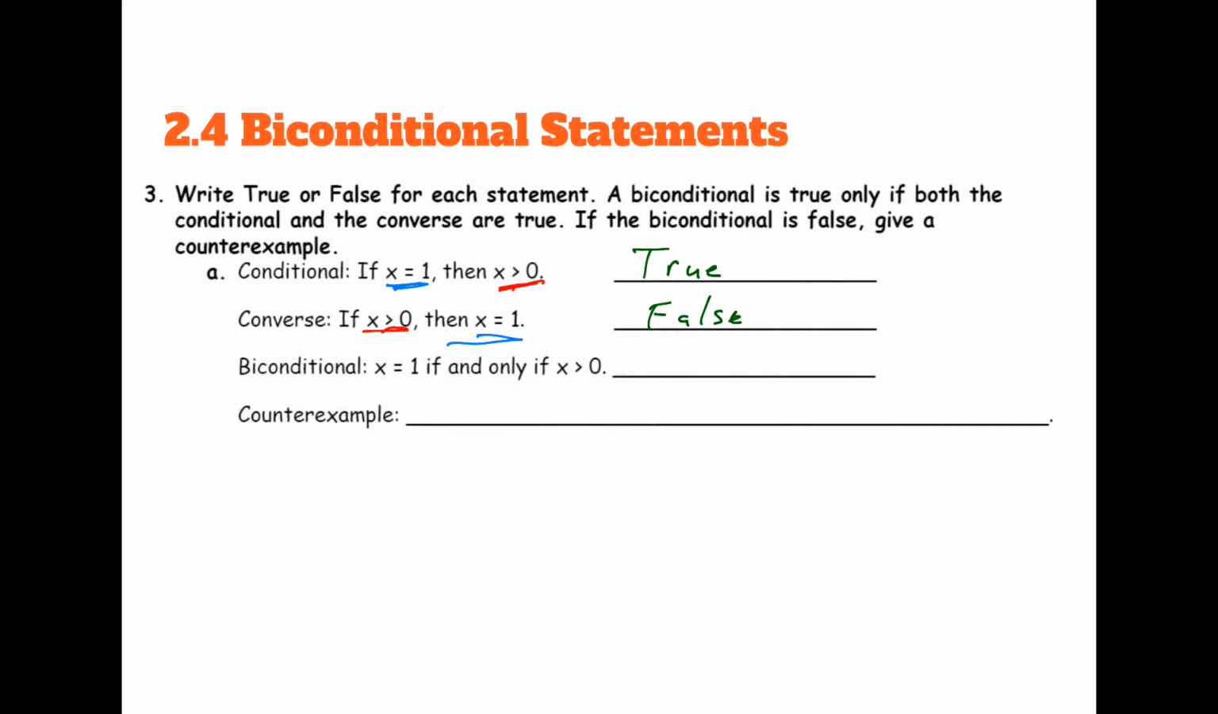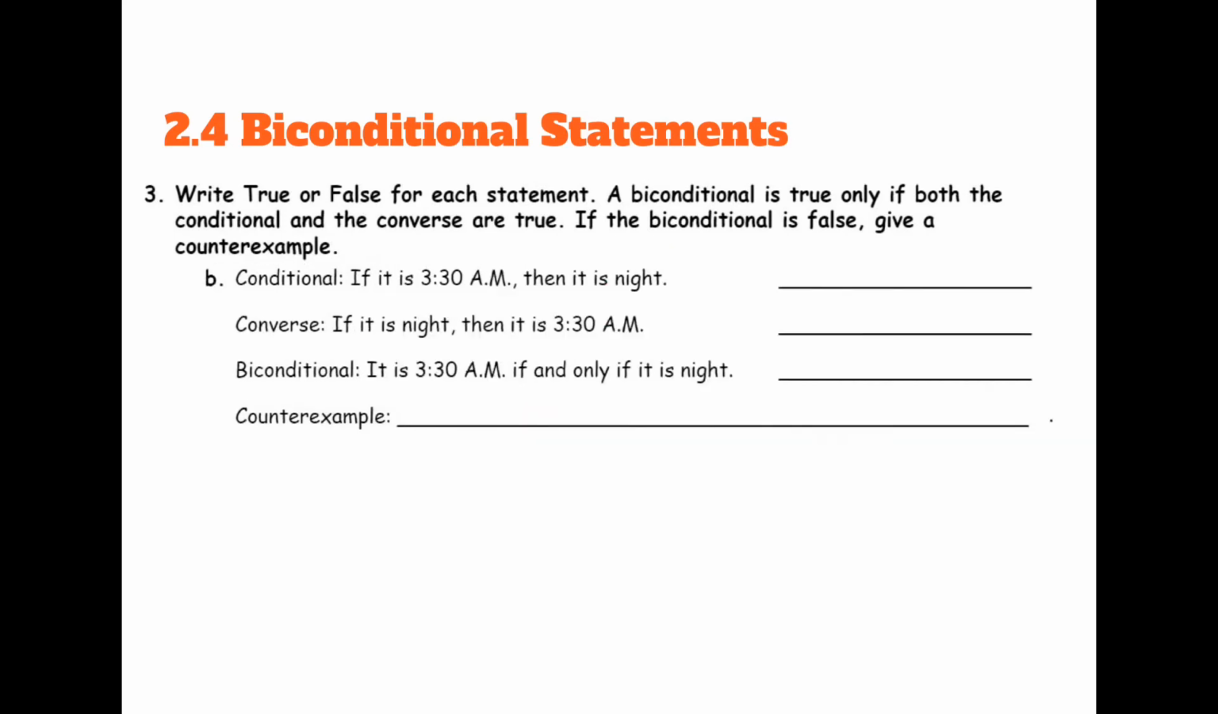And because you didn't write true for both of these, the biconditional is automatically going to be false. And we need a counterexample, and we're going to say when x equals 10. Right? Because then it makes part of it true, but part of it also false. All right, part B. Go ahead and try this one on your own. See if you can figure out if this is going to be a true or false biconditional. Go ahead, pause the video.